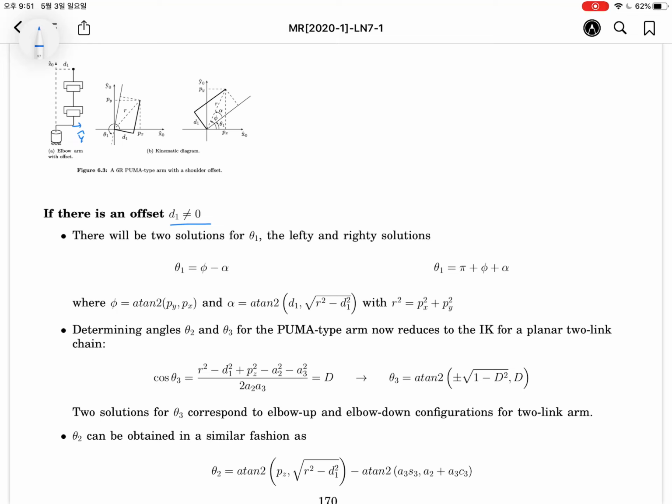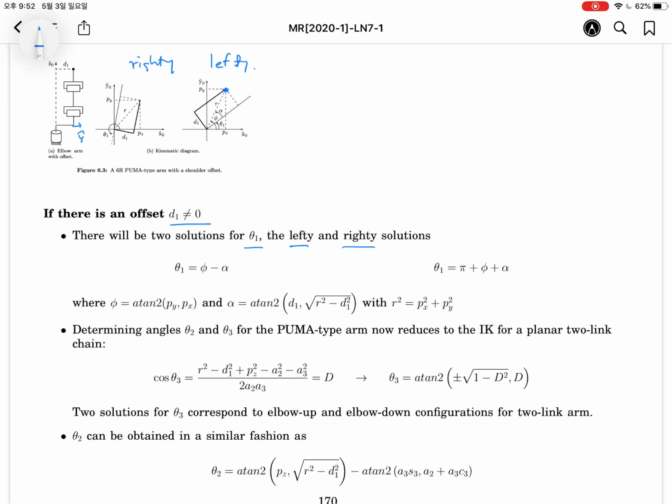In here, there will be the two solutions for theta 1. One is lefty, the other one is righty. Let me explain in detail. This posture is called righty. This is lefty. So the lefty case is easy to obtain.